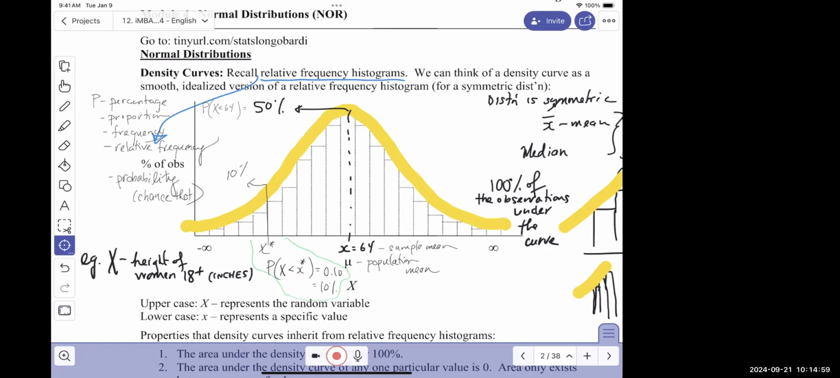Okay, so let's put a number on it. Let's say it's 50. So what is in between 50 and 64? What's the chance of being between 50 and 64?